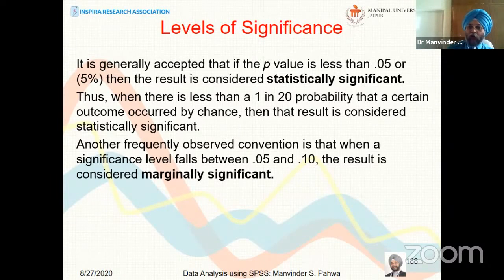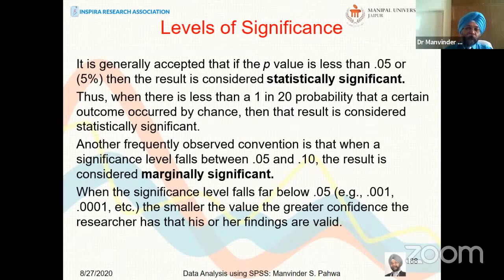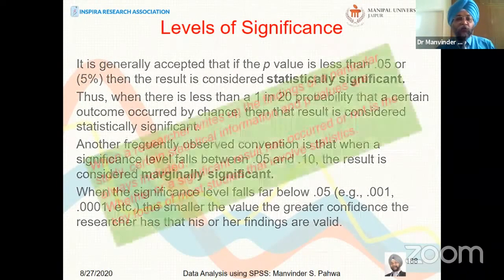Another frequently observed convention is that when the significance level falls between 0.05 and 0.10, we say it is marginally significant. But these days we are not at all considering anything marginally significant. We have to have statistical significance, and statistical significance comes only at 95% confidence. So the significance level can be fixed, and we can get the results accordingly.